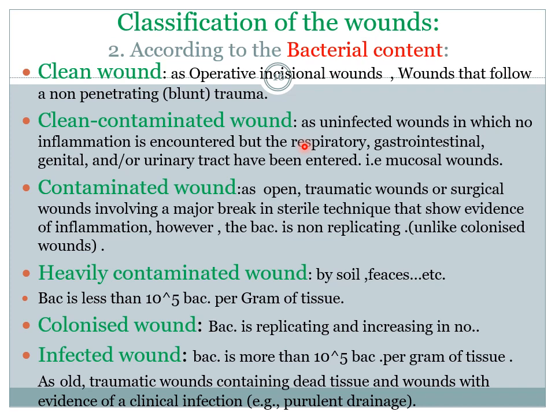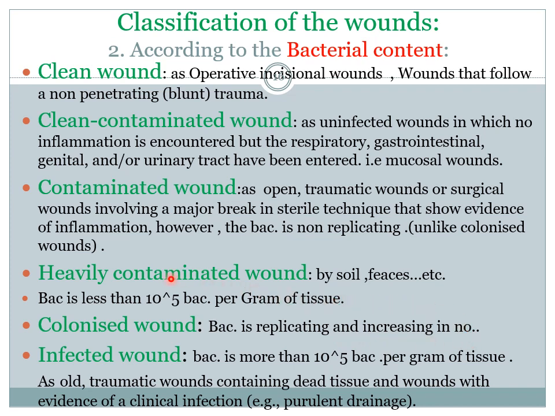Contaminated wounds, on the other hand, the third category, is an open traumatic wound or surgical wound in which there has been contamination due to a major break in the sterile technique. The wound here shows evidence of inflammation, but there is no replicating bacteria, and this differentiates the contaminated wounds from the underlying colonized wounds. Therefore, contaminated wounds differ from colonized wounds in that there are inflammatory signs, redness, hotness, tenderness, but there is no replicating bacteria, while in colonized wounds, the bacteria is replicating and increasing in number.